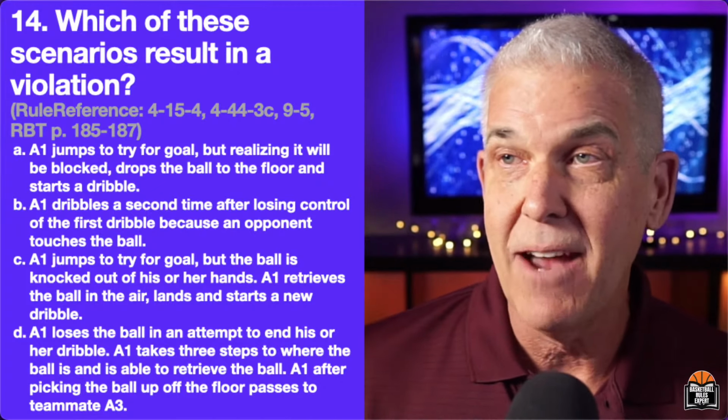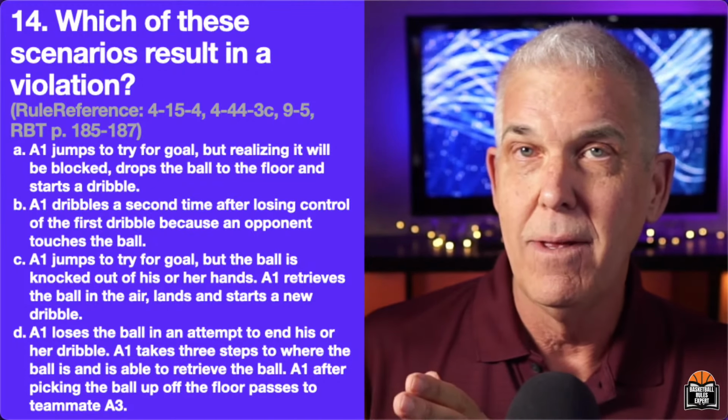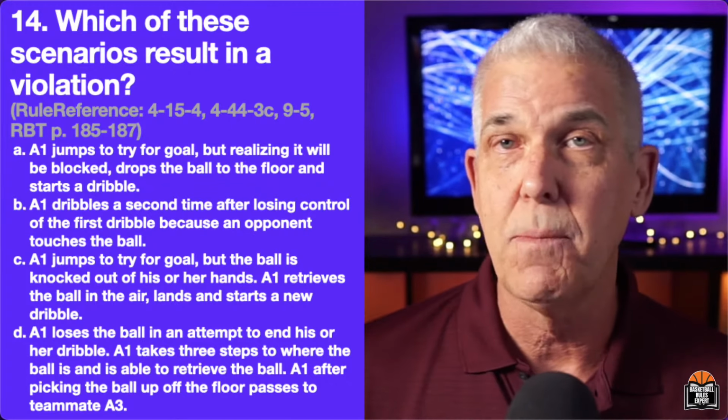A1 dribbles a second time after losing control of the first dribble because an opponent touches the ball. A dribble ends when an opponent touches the ball, causing the loss of control by a dribbler.